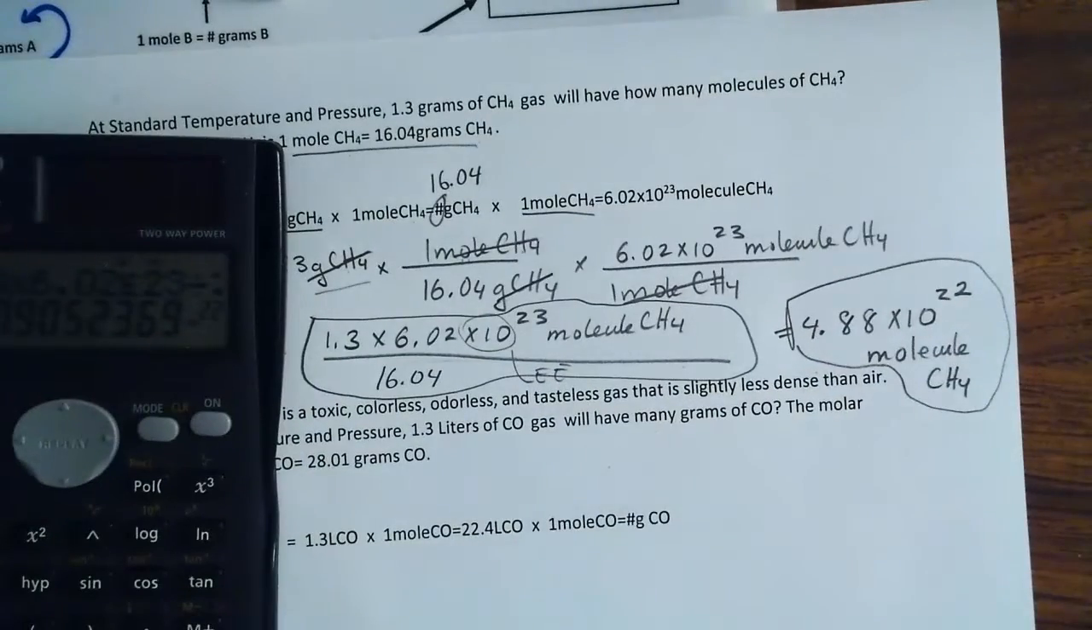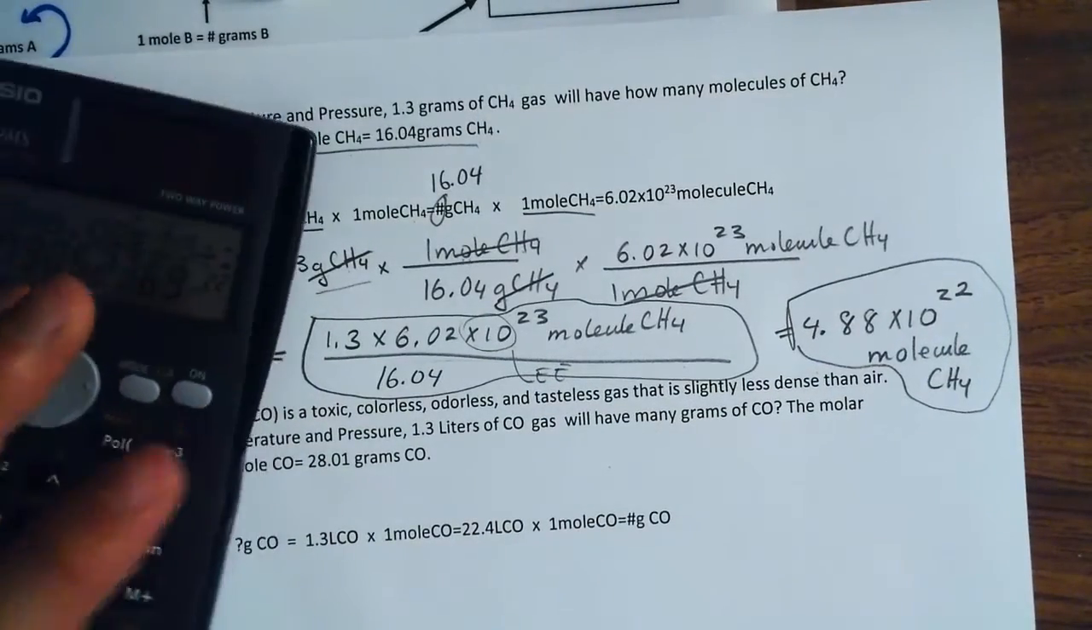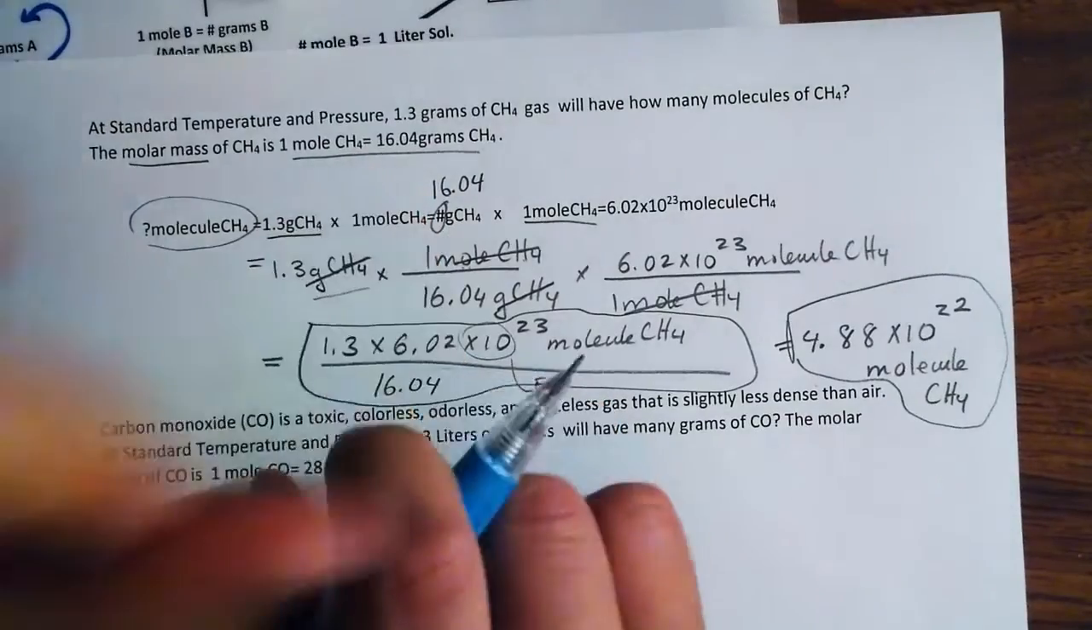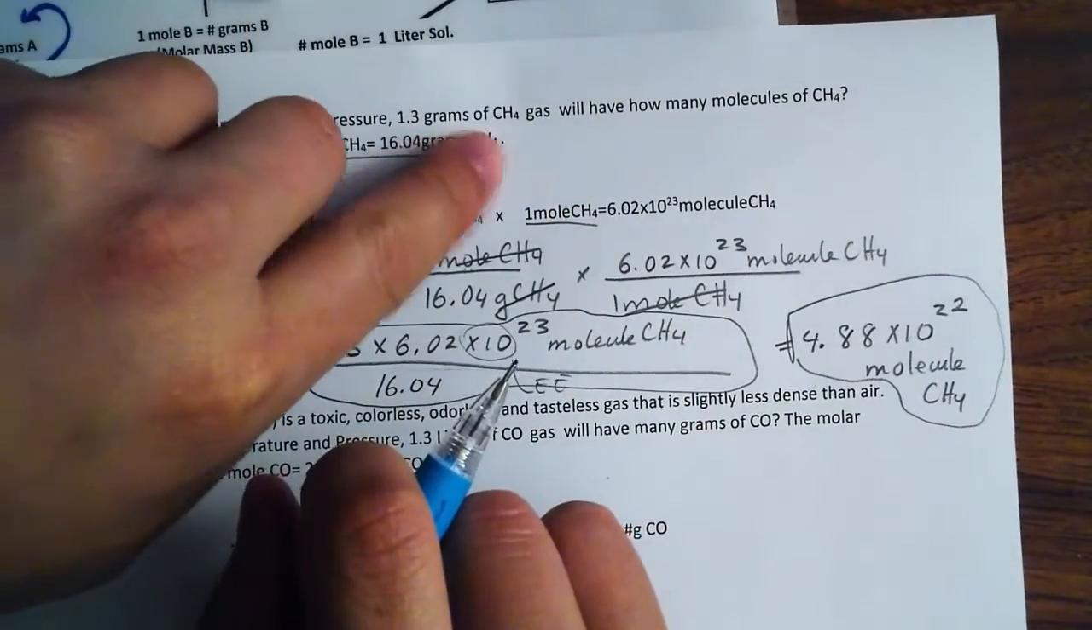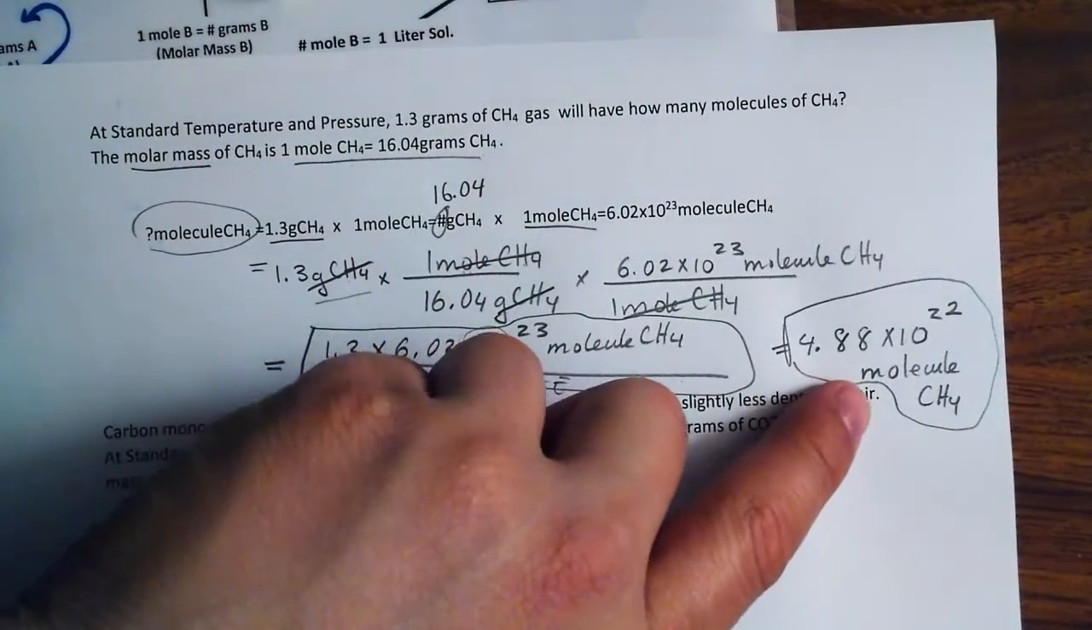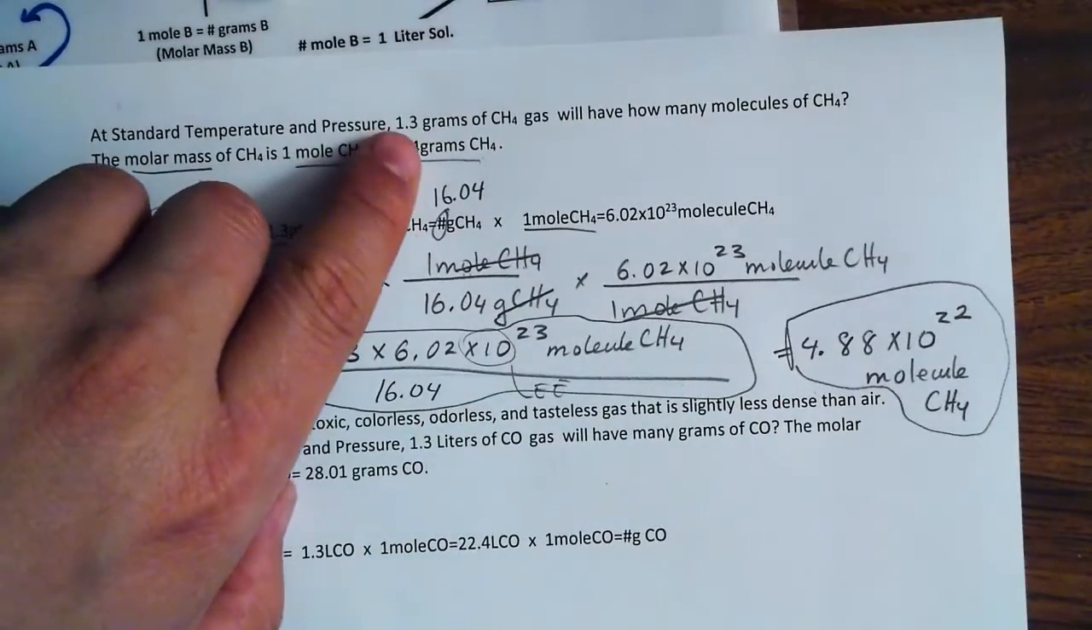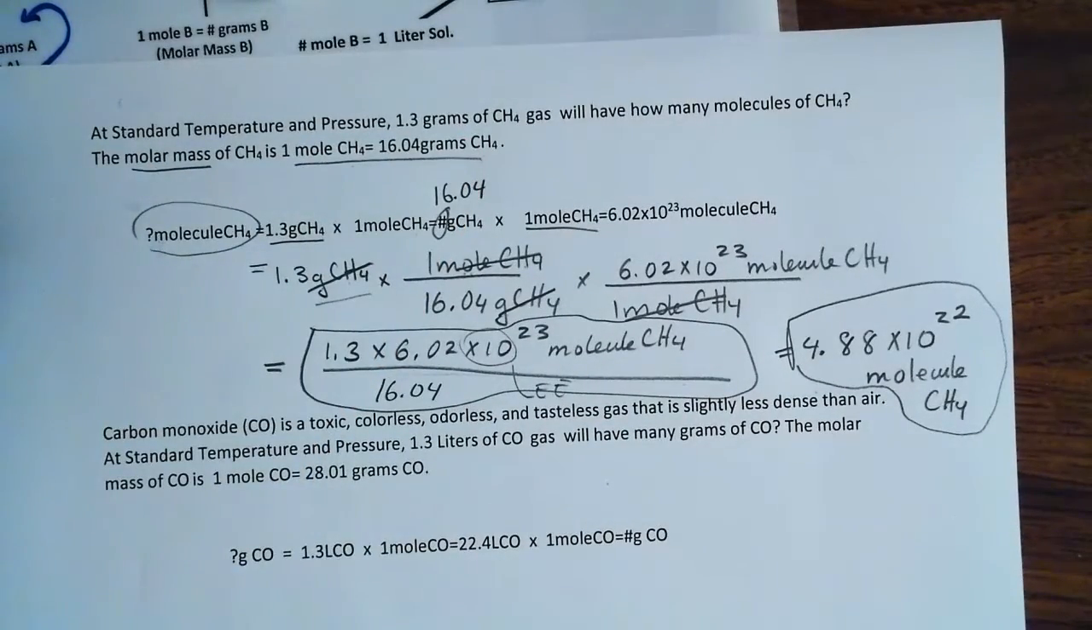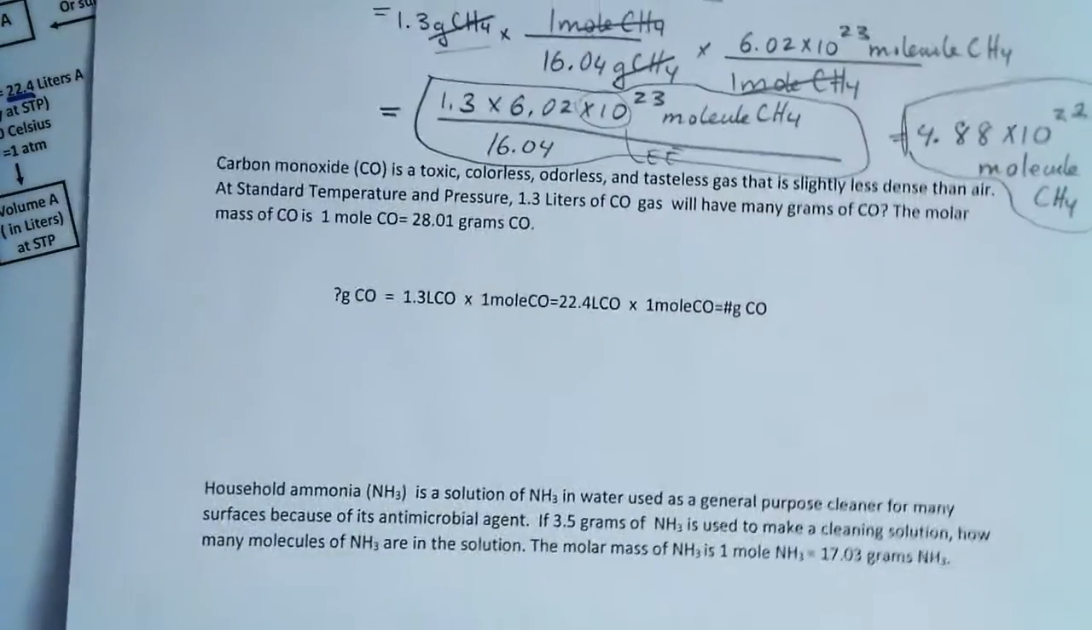And that is a very big number, okay? Considering that we only have a tiny small number of grams of CH4, but that's how many molecules we have in that 1.3 grams of CH4. Isn't that amazing? Now let's try another example.